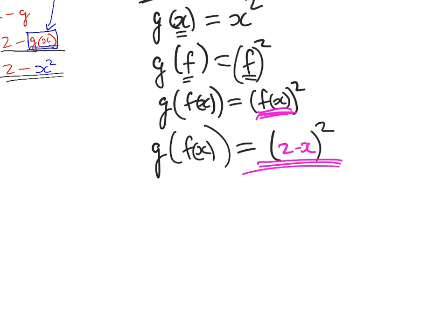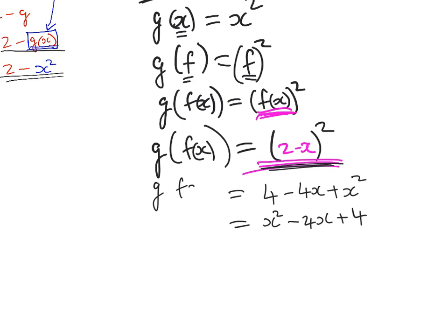Now, depending on what I want to do afterwards, I might need to expand that or write it in a different form. I don't need to here. This is the correct function. Other correct forms of the function would be to actually square out that bracket and get 4 minus 4x plus x squared. Or if we want to write it with the higher powers of x first, x squared minus 4x plus 4. And these are just different correct ways of writing g of f of x.